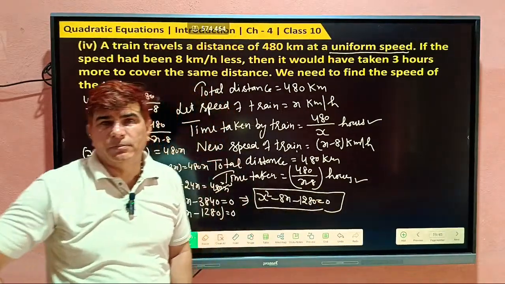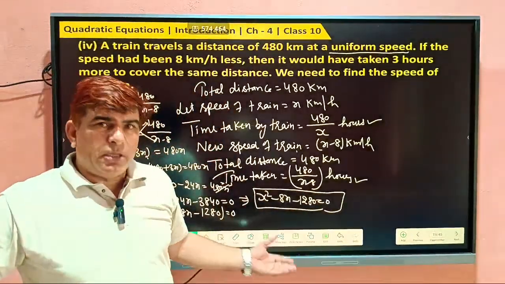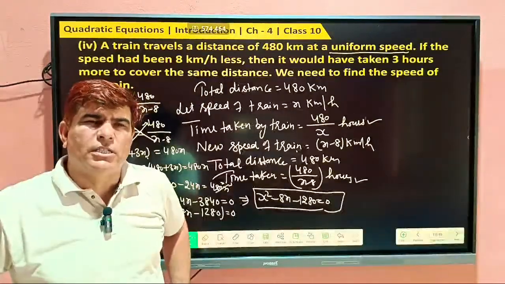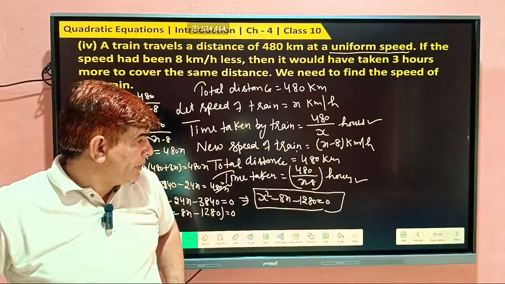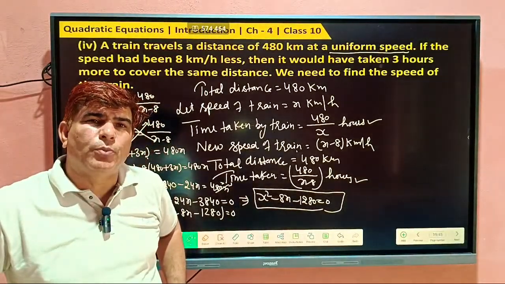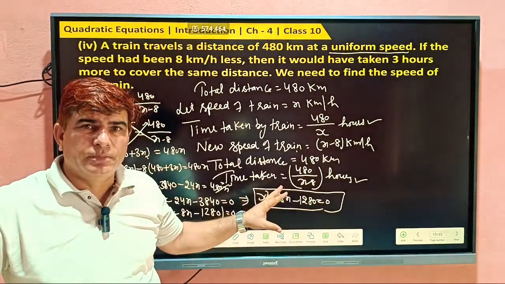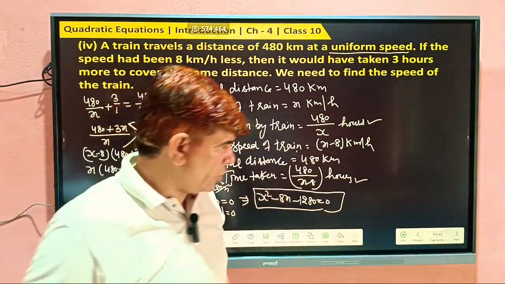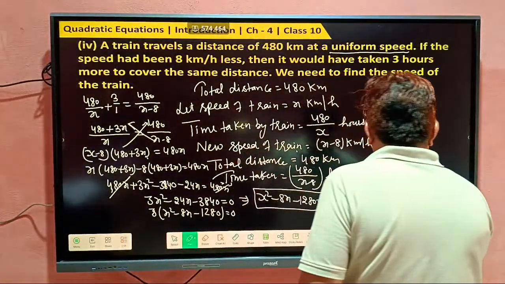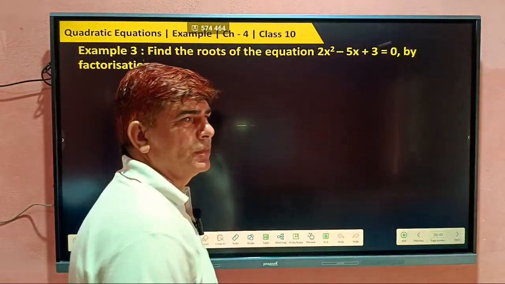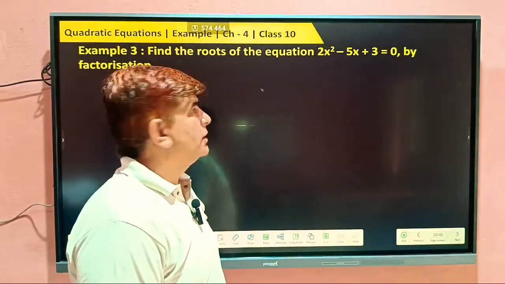It is a quadratic equation. After this, we have to find out the value of x. That is given in the next part of this chapter. But till here we have to prepare what? The algebraic expression. So this is the algebraic expression. I think all of you understood. Next, example given.